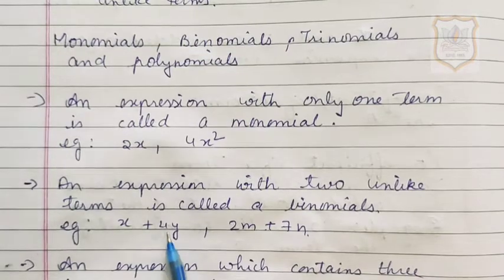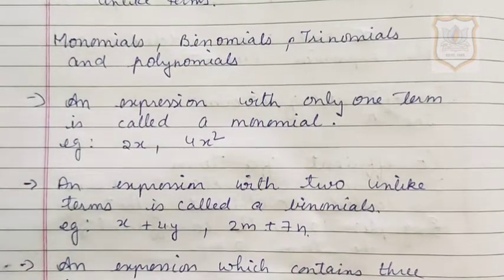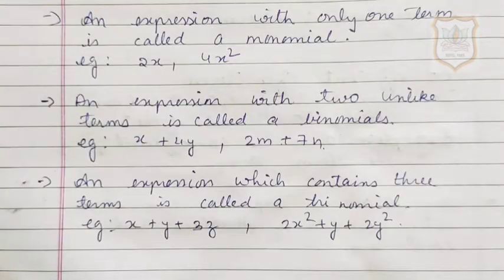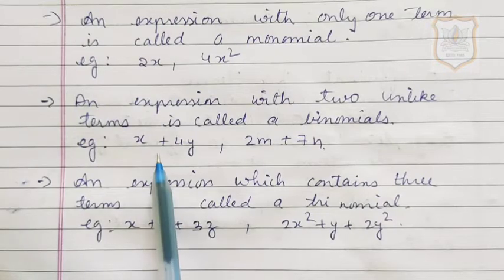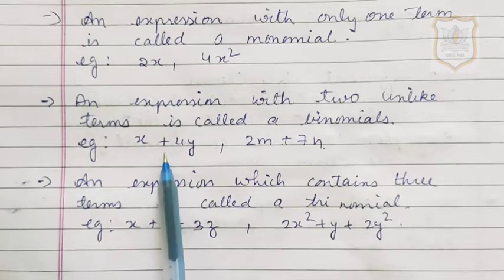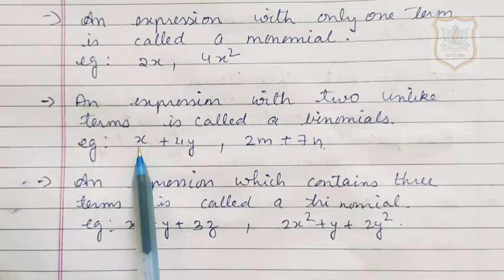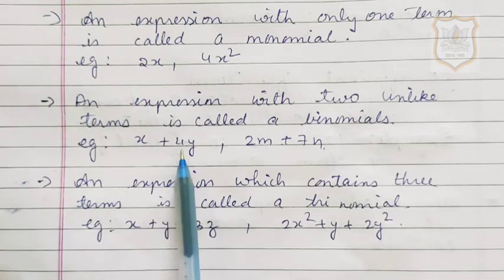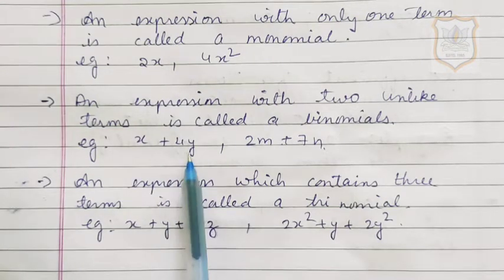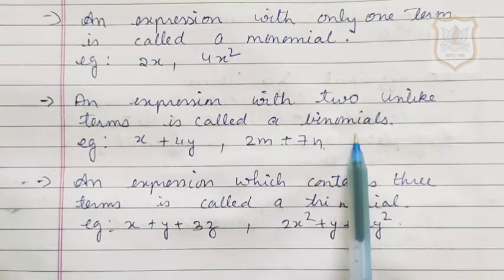Second, an expression with two unlike terms is called a binomial. Example, x plus 4y and 2m plus 7n. Students, here you can see the expression has two terms. This is one term x and this is the other term 4y, and the two terms are unlike. So this expression is called a binomial.